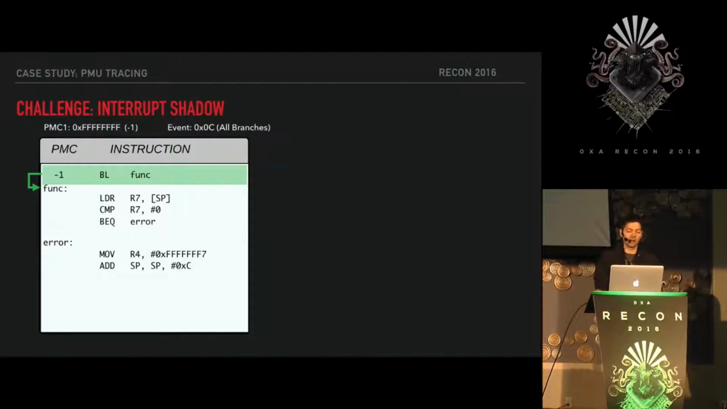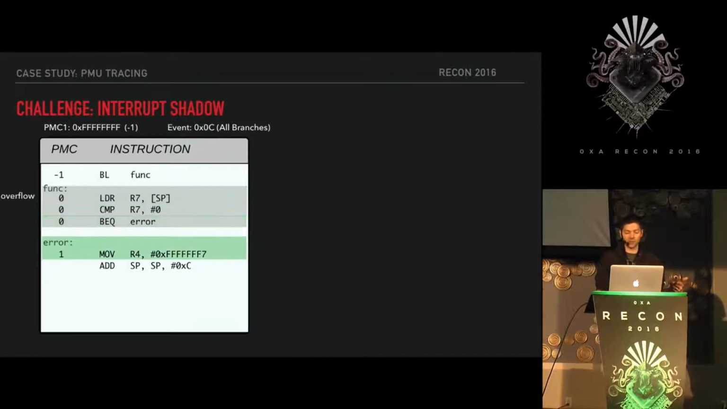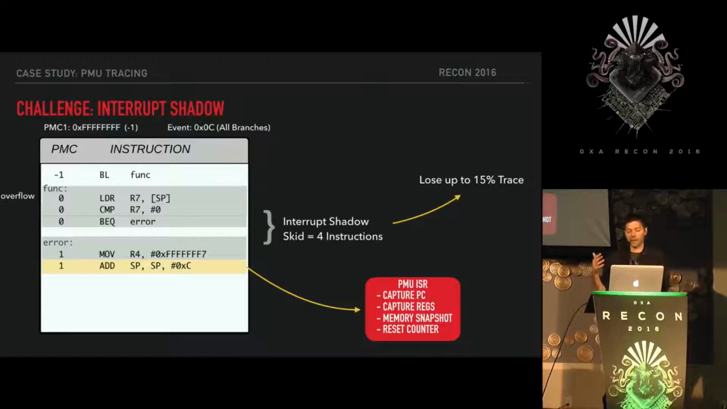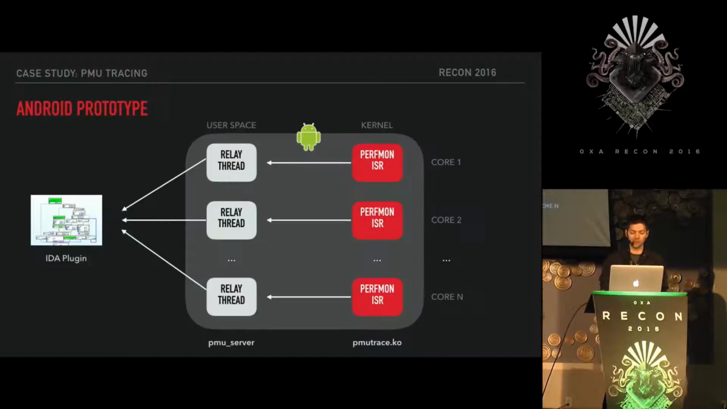Let's say our counter overflows on this branch, but the interrupt doesn't occur, and then another branch occurs, the counter increments to +1, and then eventually we get an interrupt. These highlighted instructions represent this interrupt shadow, and so we've had a skid of 4 instructions before the PMU fired the interrupt. Because of this, we can potentially lose up to 15%, a rough metric, of trace data, but we'll see in a minute how we can overcome that.